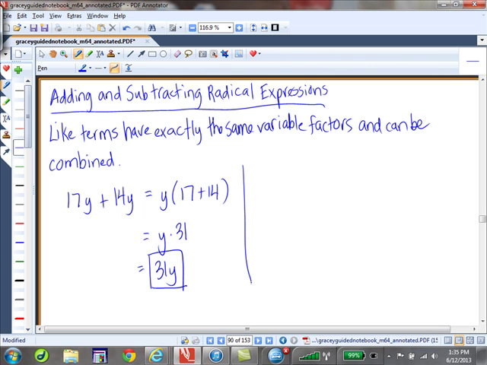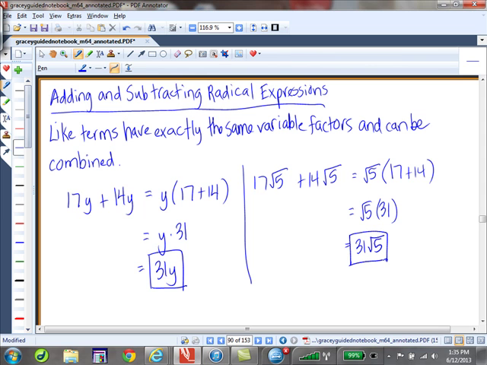Now if you consider, what if we had 17 times the square root of 5 plus 14 times the square root of 5? Well, you could literally factor out a square root of 5, because remember this is 17 times root 5 plus 14 times root 5, and you'd be left with 17 plus 14, so you would get root 5 times 31, which is 31 times root 5 is how we usually write it. So it's the same concept that we've used for combining like terms.